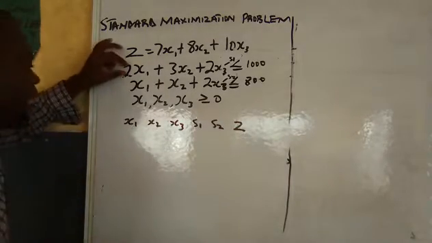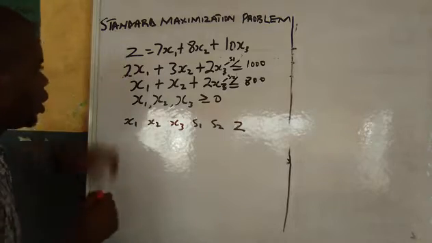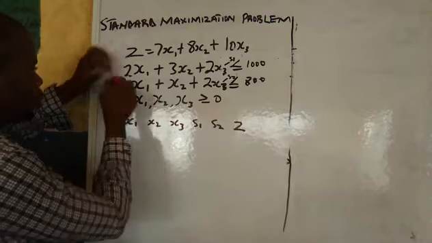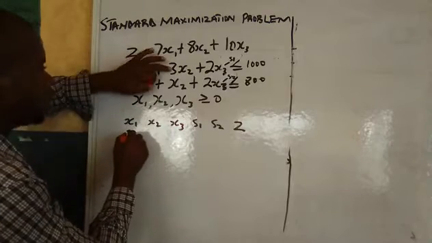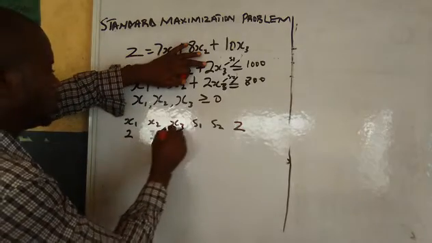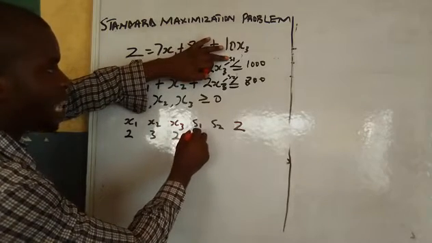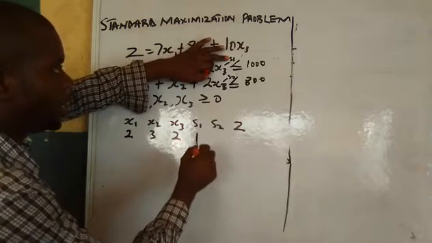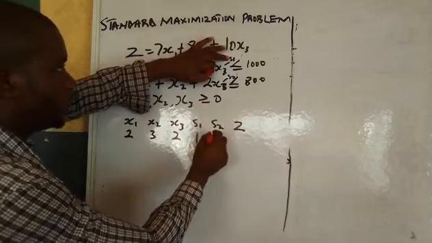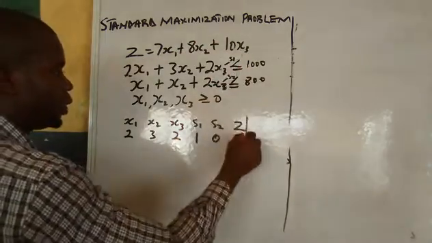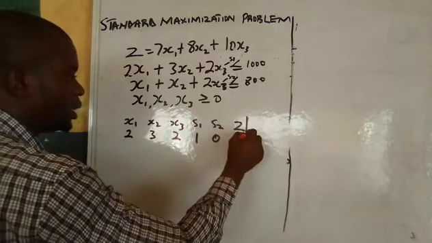Now, having done this, I will pick the coefficients of each of the variables. For the first row, I pick 2 for the x1, 3 for the x2, 2 for the x3, the slack 1. When the slack variable is there, you make it 1. Slack 2 is not there, you make it 0. For the Z is not there, you make it 0. The constant here is 1000.